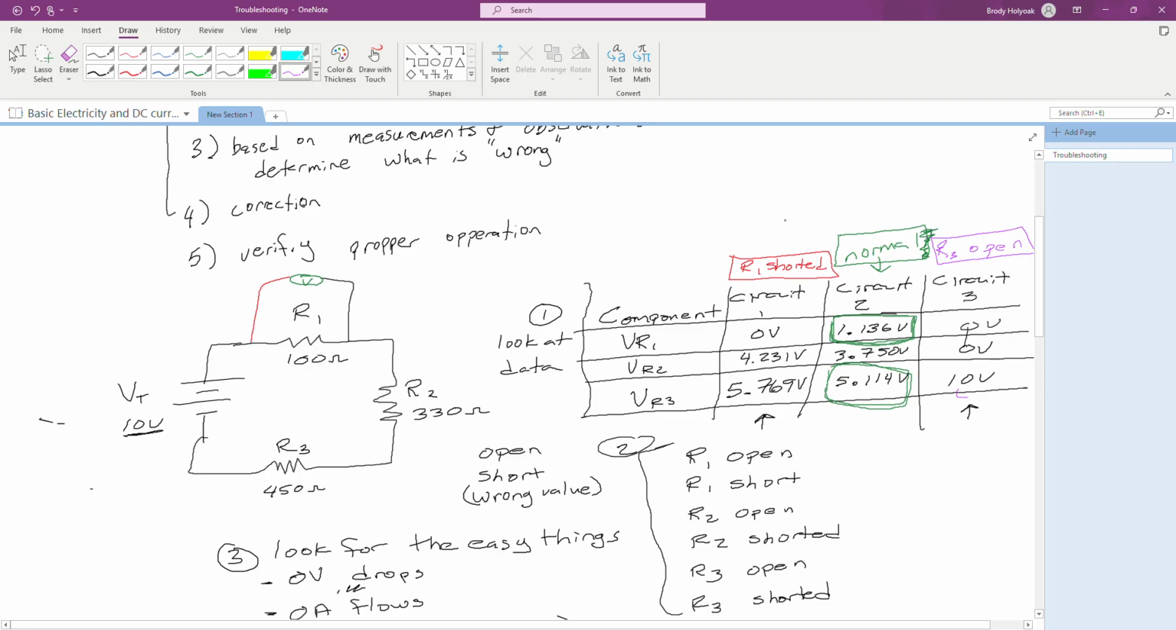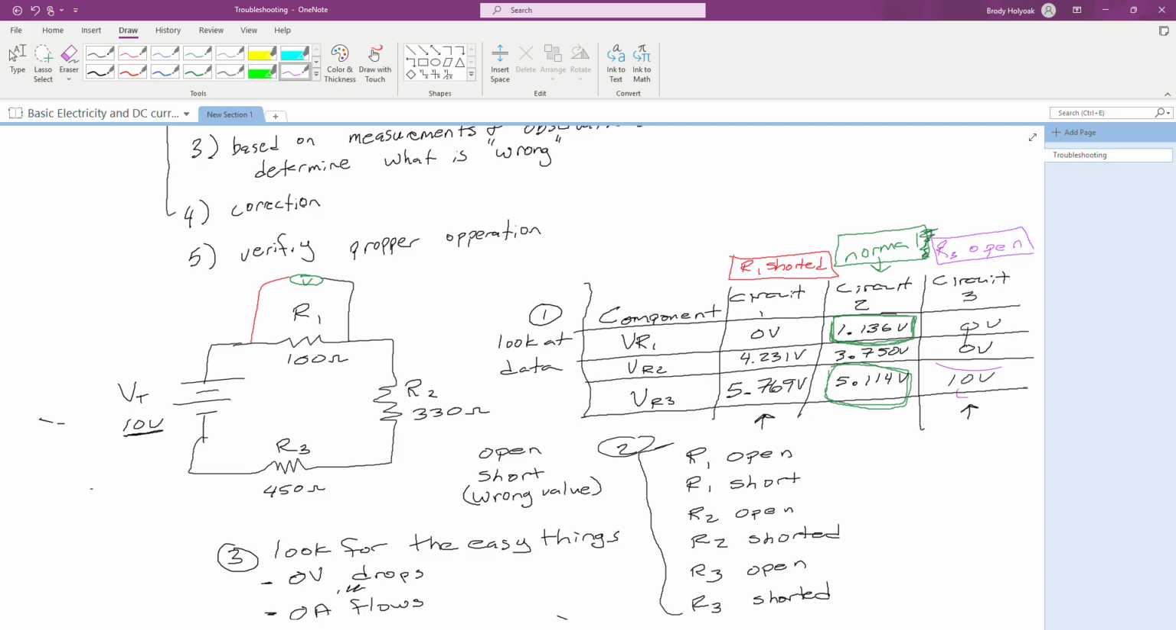So I've got an easy solution for shorts. That component by itself isn't going to read anything, and then for opens, everything but that component is not going to read anything. And then my normal one is thrown in there just to give us a baseline.